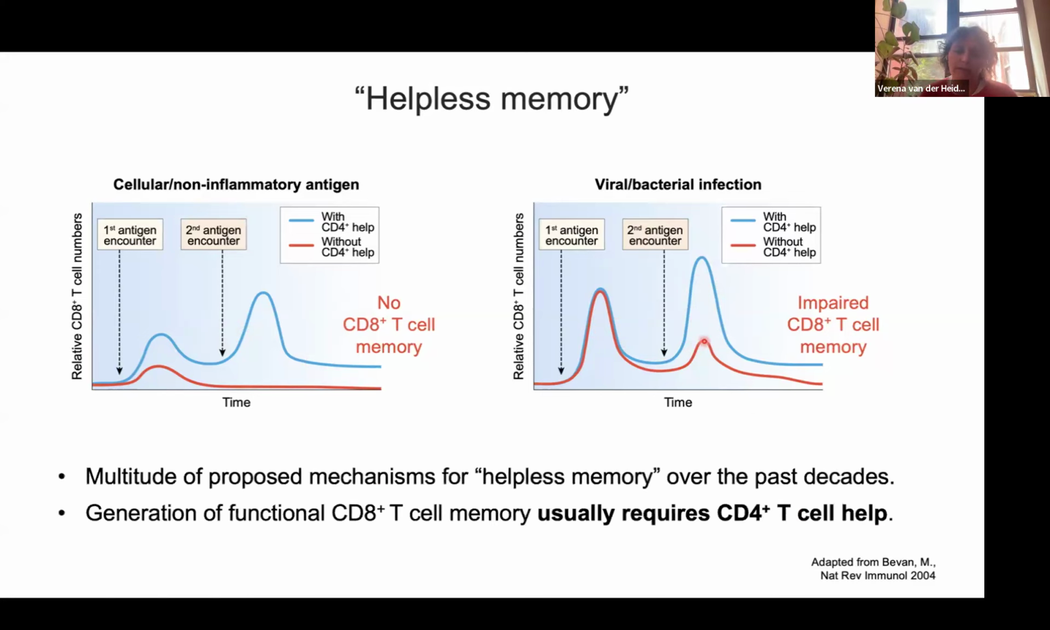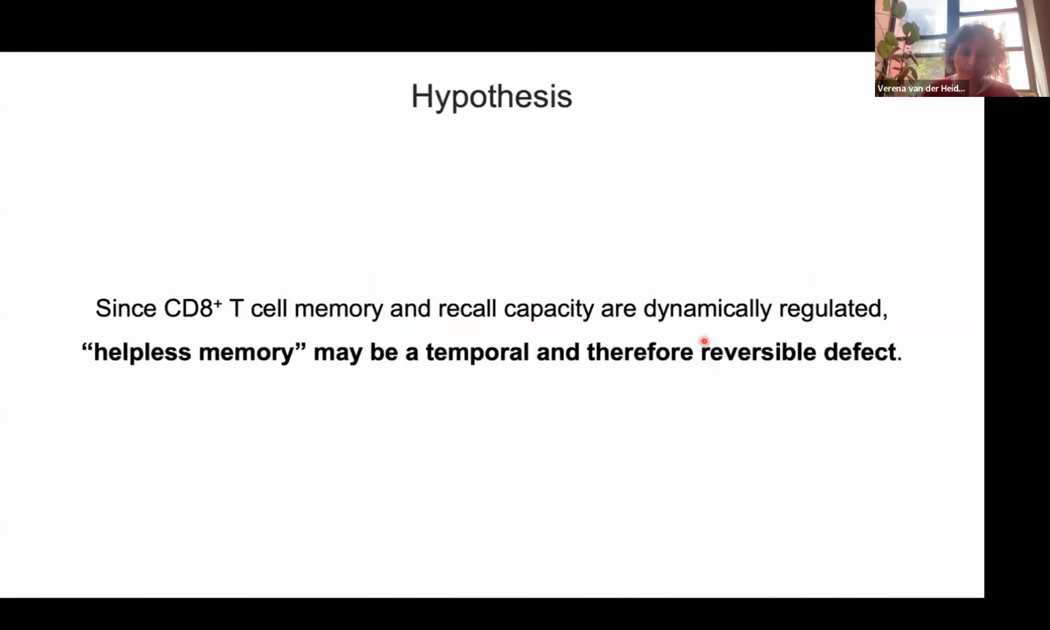So a multitude of studies have been proposing mechanisms for why this might be the case: transcription factors, cytokines, that the effector response is not programmed in the right way, or that CD4 T cells are needed to maintain the CD8 memory T cells over time. So basically, we really don't know why this has happened. What we do know is that functional CD8 T cell memory usually requires CD4 T cell help.